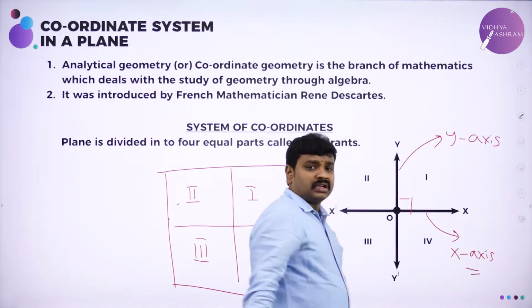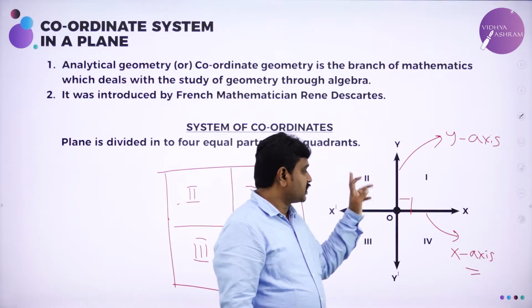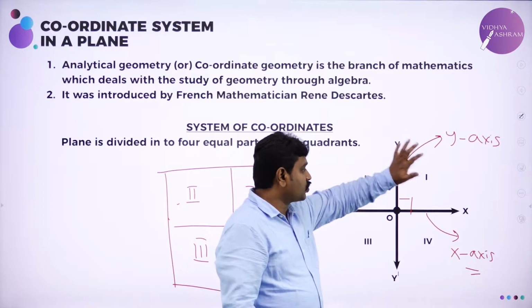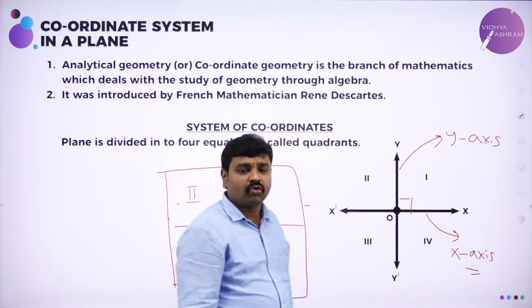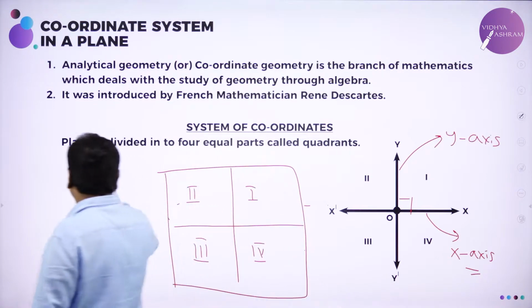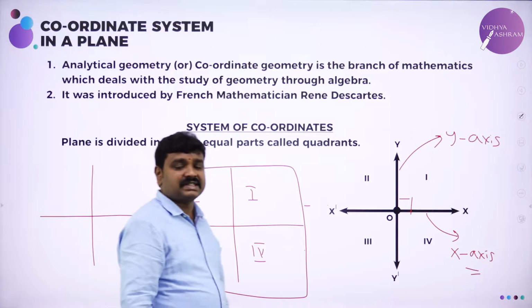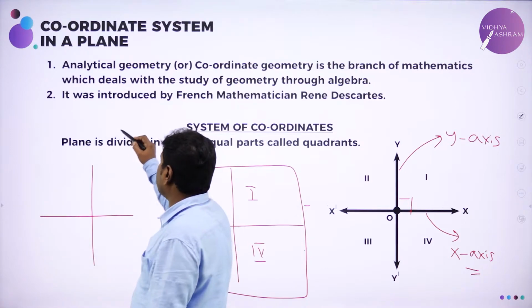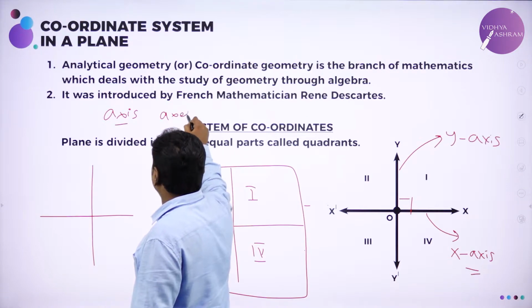Let me start. So now the plane is divided into 4 equal parts. First, second, third, fourth. This is the first quadrant, this is the second quadrant, this is the third and fourth quadrant. And to divide the plane into 4 equal parts, we use 2 perpendicular lines like this, and each line is called an axis. Singular is axis and plural is axes.